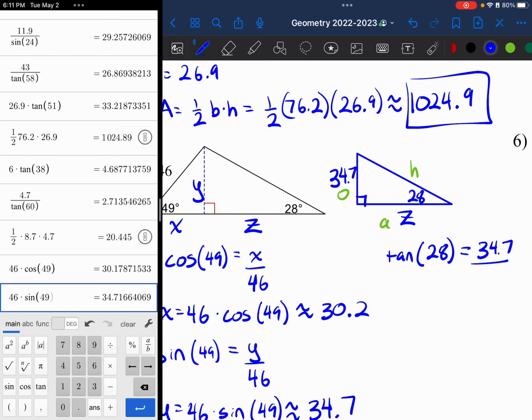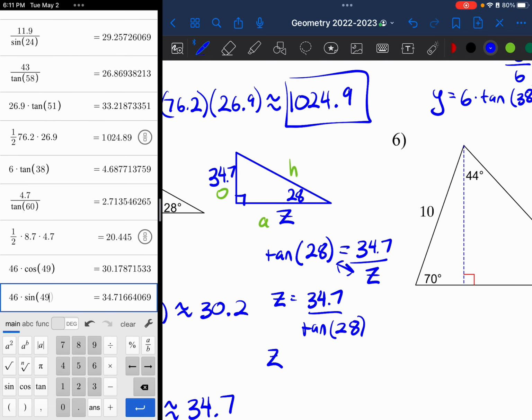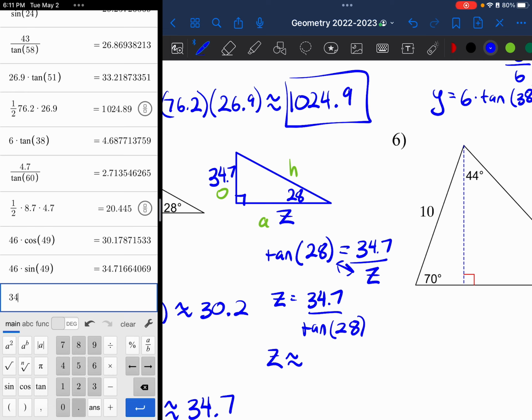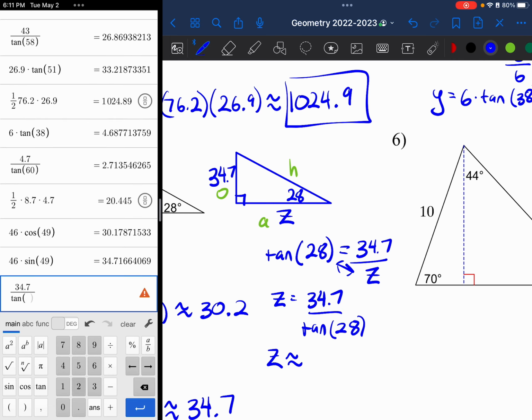It's 34.7 over z. To solve for z, we're going to switch our diagonals, and we get z is equal to 34.7 over tangent of 28. And we can approximate that. Am I running into the next problem? Yes, I am. So I'm going to do it down here. z is approximately, calculator helps out, 34.7 divided by tangent of 28. And I get 65.3.